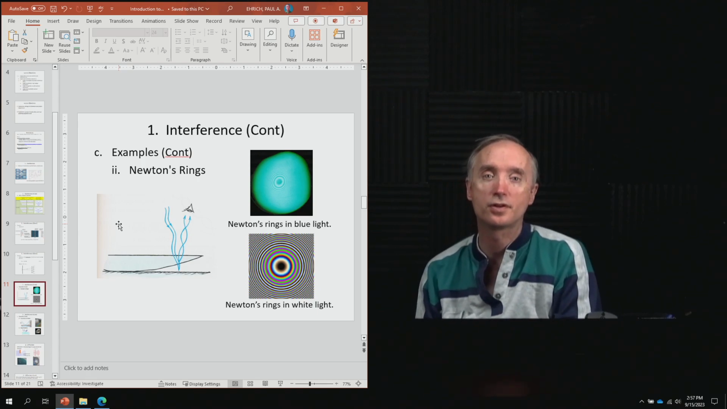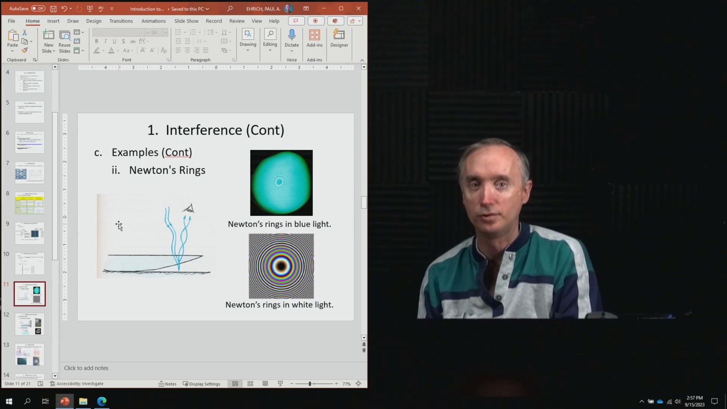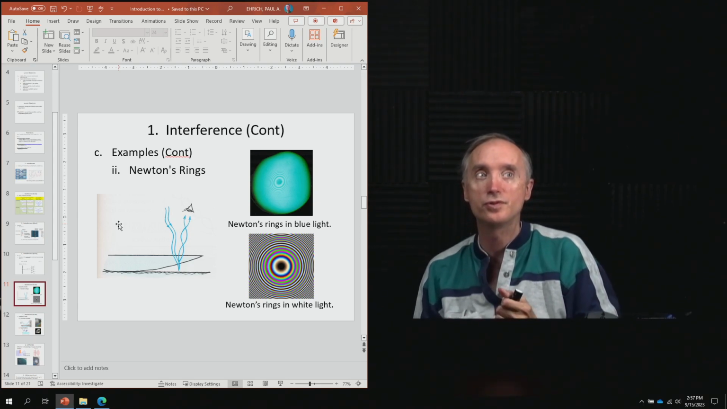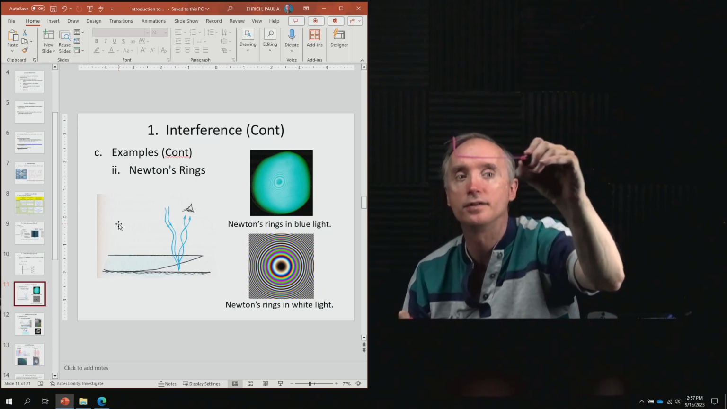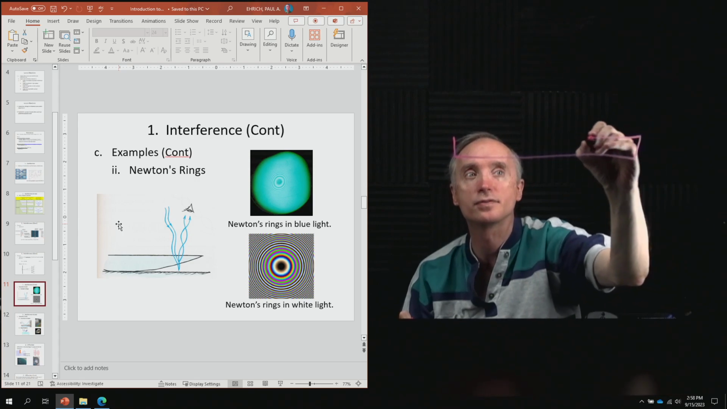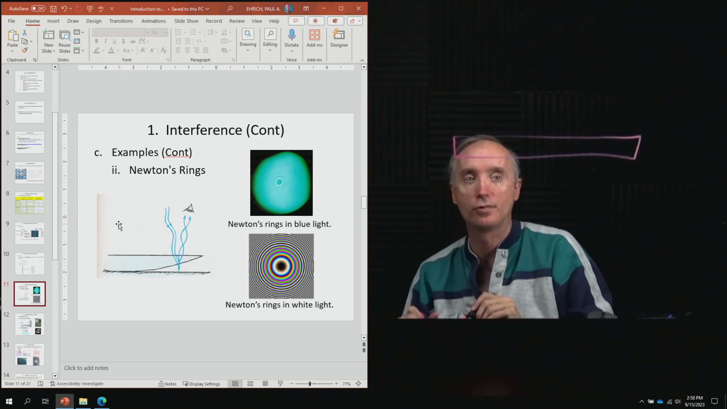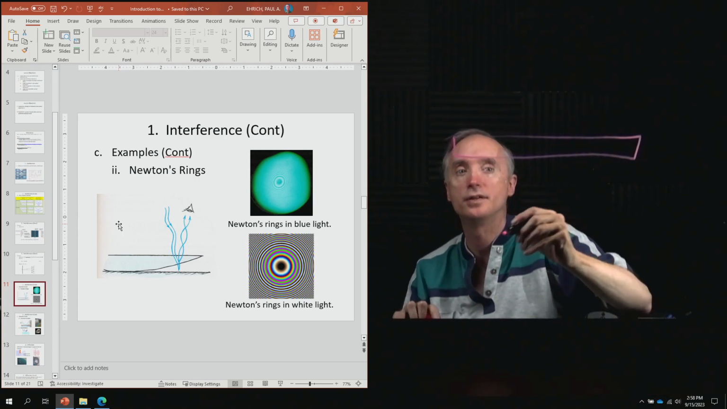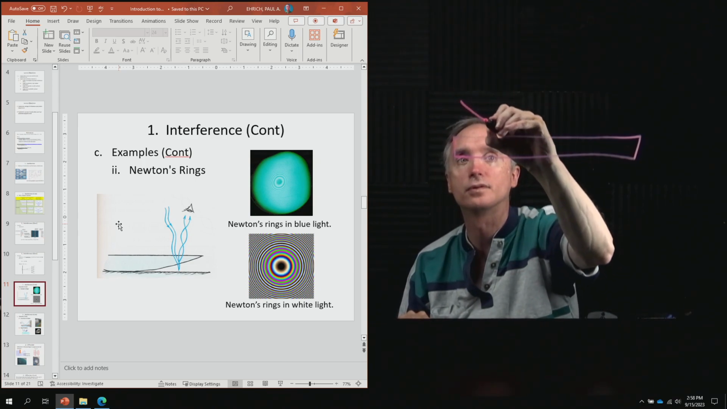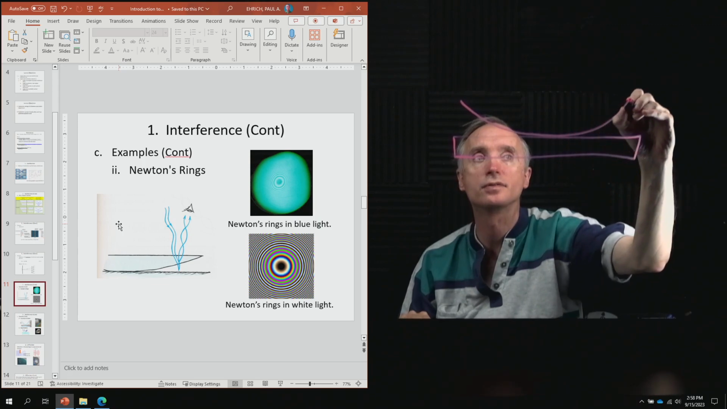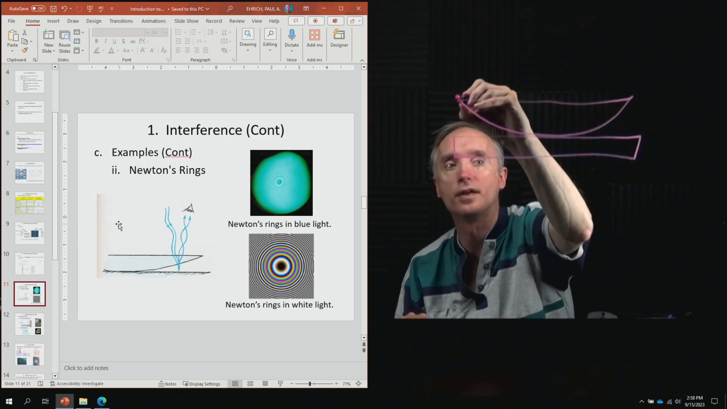Okay, now we want to talk about our second example of interference, and this is going to be using Newton's rings. So the Newton's rings apparatus is going to be a flat piece of glass like this, and then resting on top of it is going to be another piece of glass. So it's going to come in like this, and it's going to look like that.